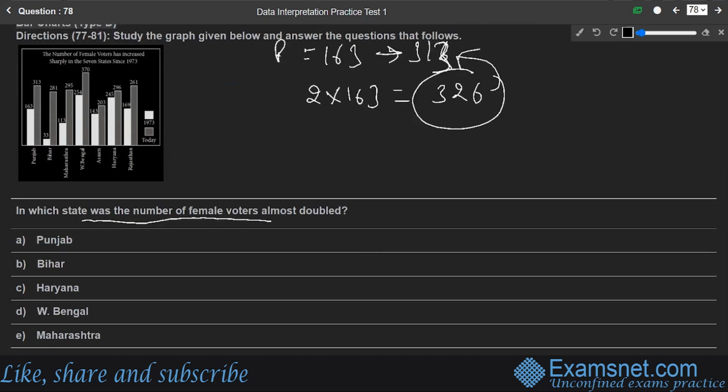We have got other option as Bihar. So in Bihar, 33 becomes 281. That is not possible that it is doubled. In Haryana, the value becomes 245, and it becomes 296. So that is also not doubled.